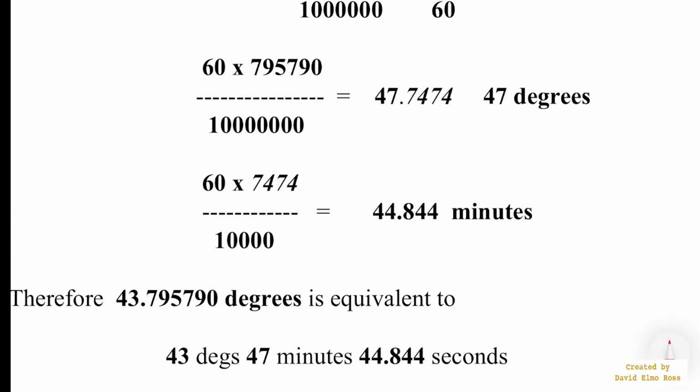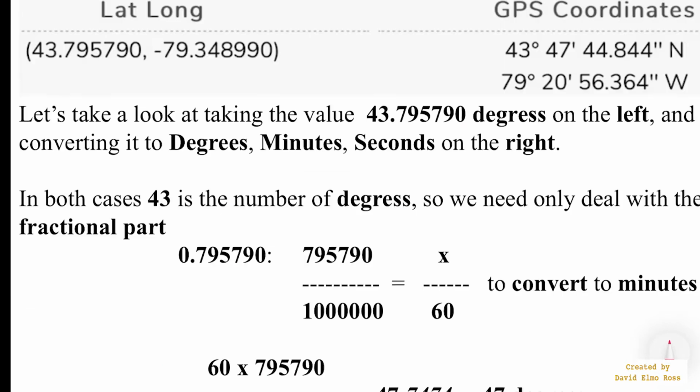Now what we're left with is this part here, point 7474. If we multiply that by 60 and put that over 10,000, what we're going to get is 44.844 seconds. And that's exactly what we had originally. So that means 43.795790 degrees, when expressed in minutes and seconds, is 43 degrees, 47 minutes, and 44.844 seconds. And that is exactly what we see here.